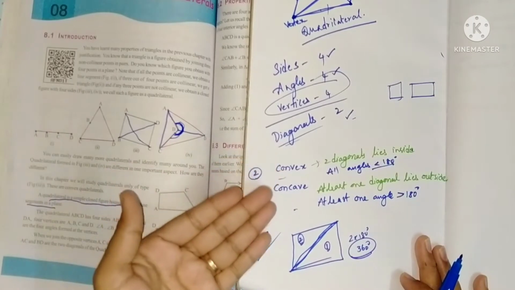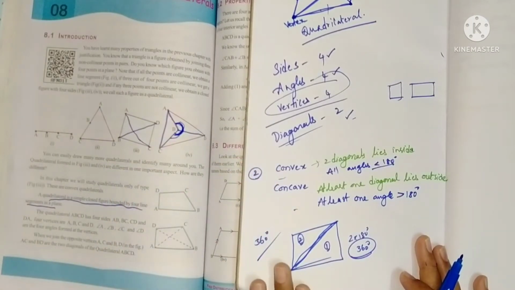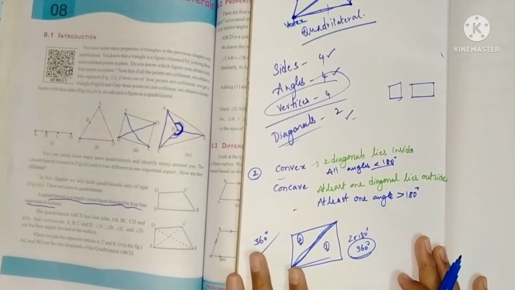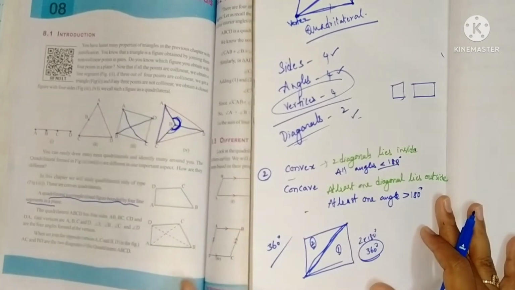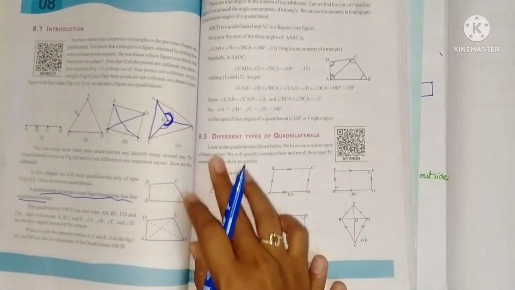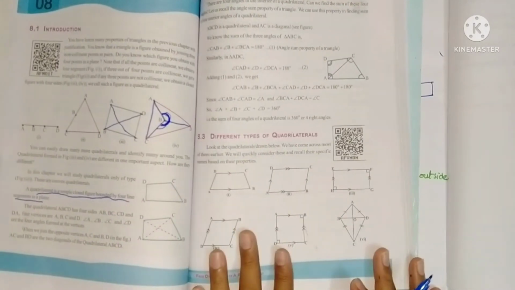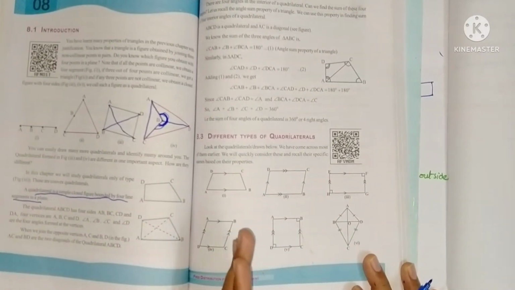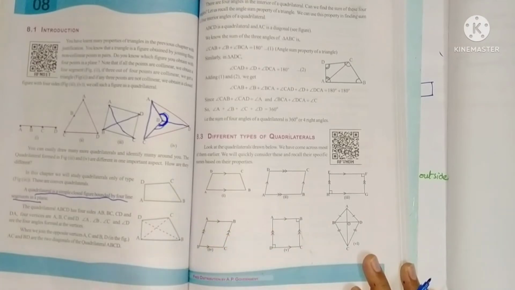Whether it is convex or concave, the sum of angles is equal to 360 degrees. Okay, now we will see the different types of quadrilaterals. Here different types of quadrilaterals are there. So now we will see what those types are and what their main properties are.